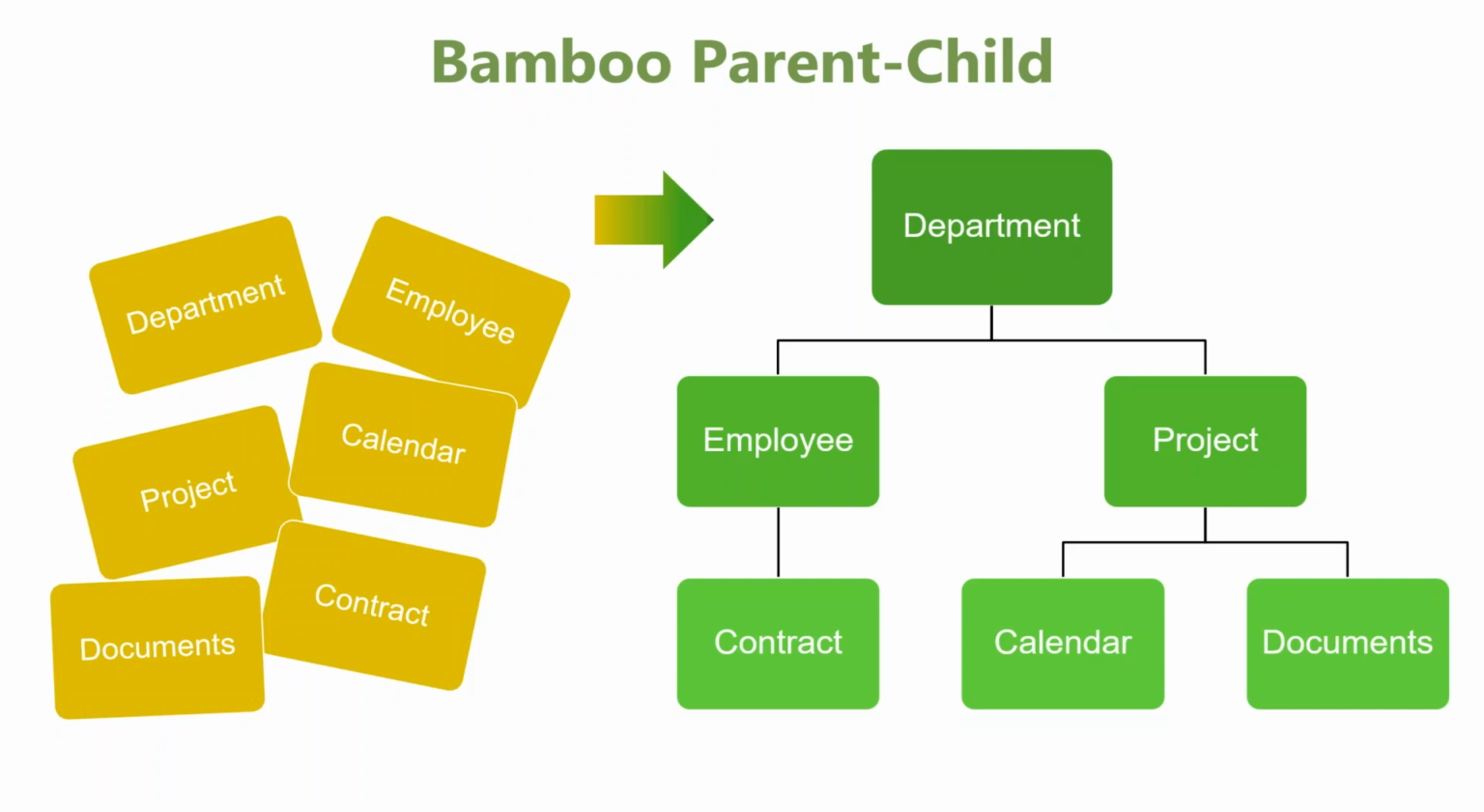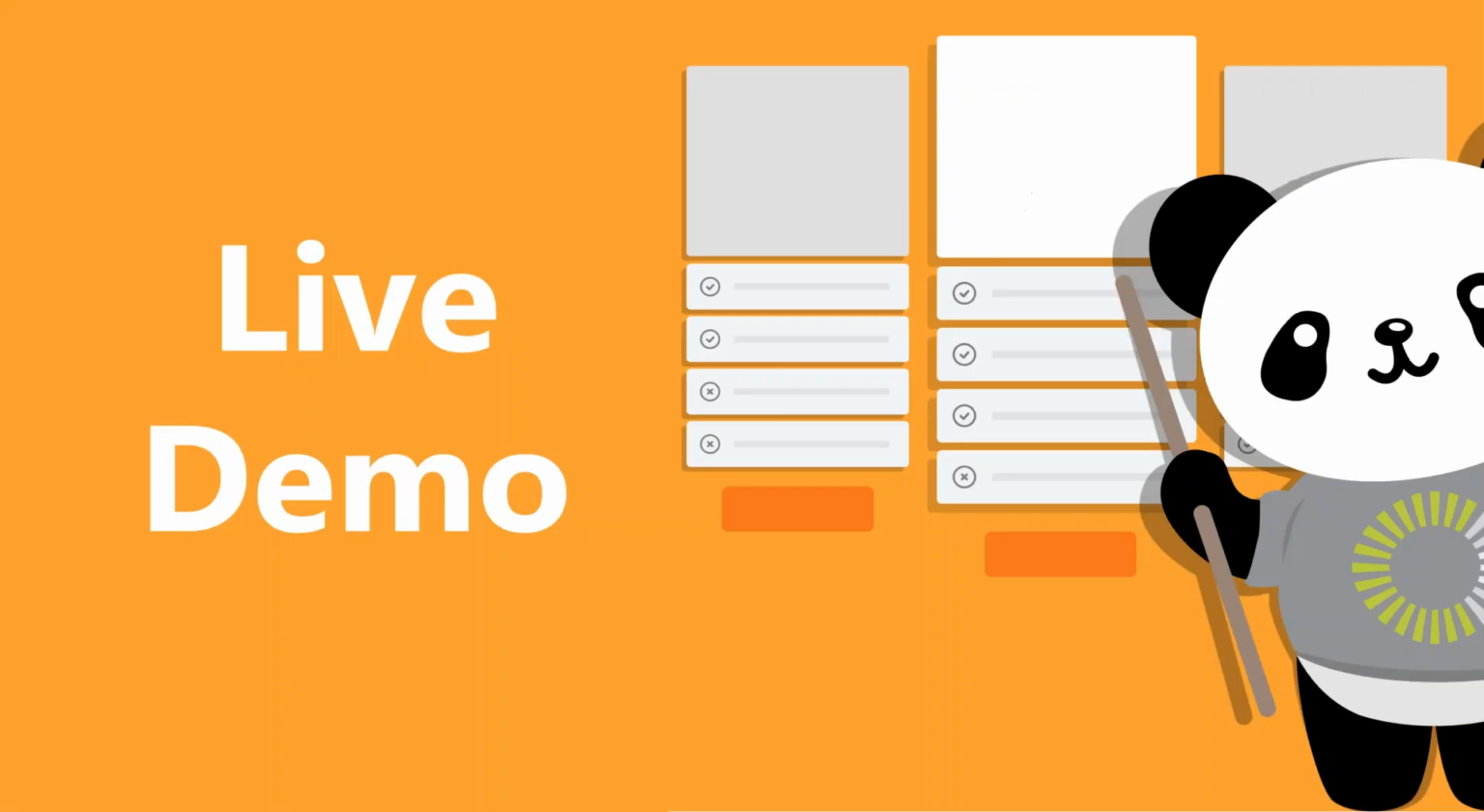So this is a breakdown of the data we'll be working with today in the demo. We're going to have a department. A department will be related to employees and projects. And an employee has a relationship to contracts, and projects have relationships to calendars and documents. So hopefully I can make that more clear here when we step into the product itself.